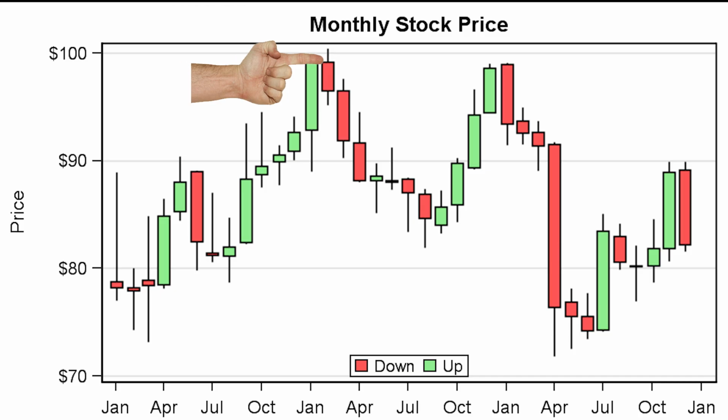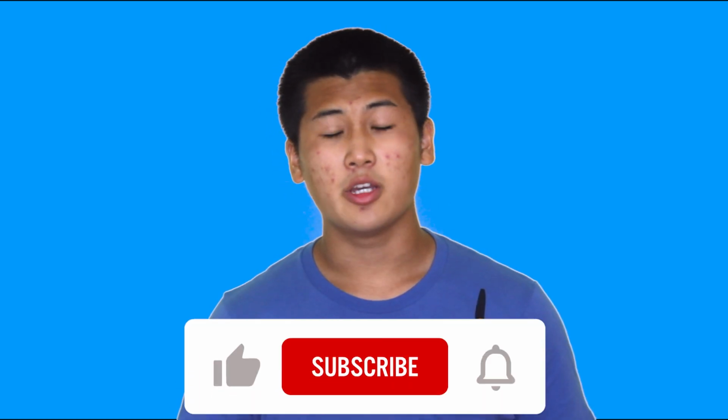Now compare this to a candlestick graph, where it can become a little bit difficult to see where the closing price and the opening price is, so you have to look at the color, and it gets a little bit jumbled in your head.